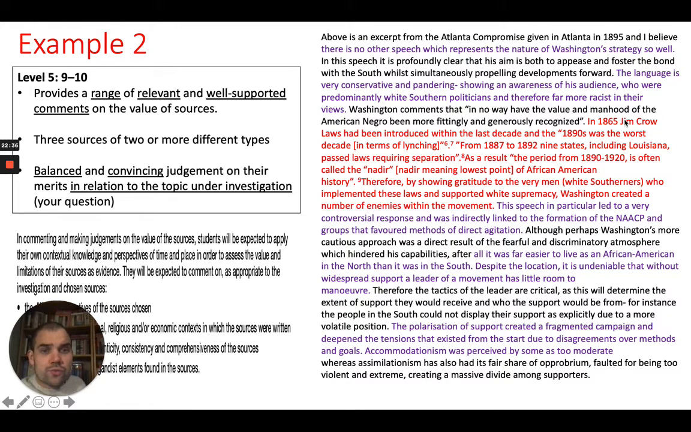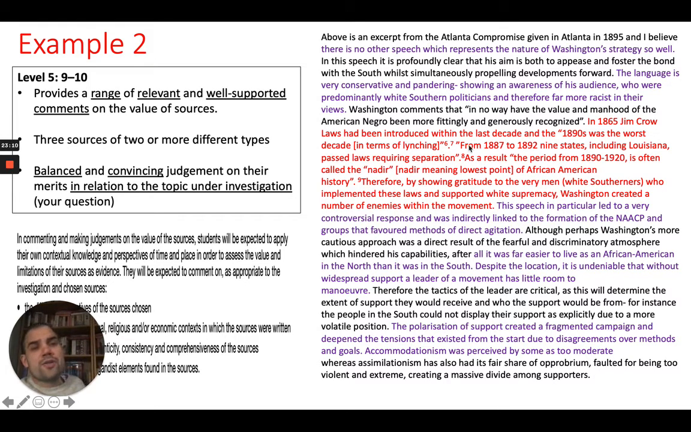She's then going to sort of criticise what Washington's saying by putting in her knowledge of the historical context. In 1865, Jim Crow laws had been introduced within the last decade, and the 1890s was the worst decade in terms of lynching. From 1887 to 1892, 9 states, including Louisiana, passed laws requiring separation, and again she's quoted from historians here. As a result, the period from 1890 to 1920 is often called the nadir, meaning lowest point of African American history. Therefore, by showing gratitude to the very men who implemented these laws and supported white supremacy, Washington created a number of enemies within the movement.